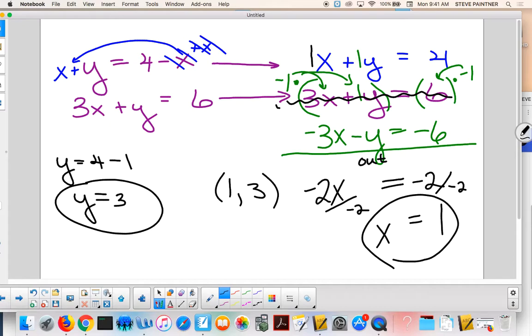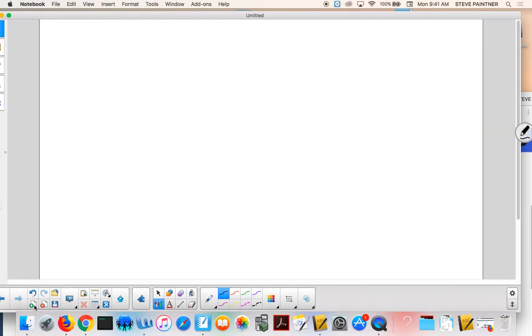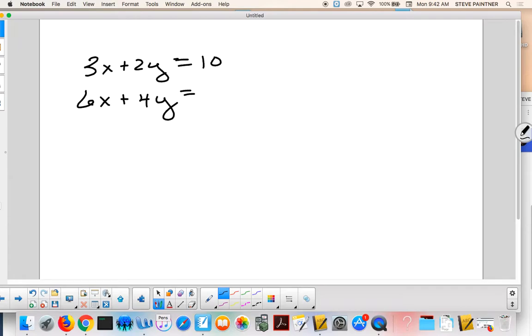Okay, quick, here we go. Jenna, read me those two equations. 3x plus 2y equals 10. Okay. And then what's the other one? 6x plus 4y equals 15. Okay. All right, so guys, here's your system. You just have to get opposites. So either you make both of those what? The x's. You can make one of them 6x, which it is.